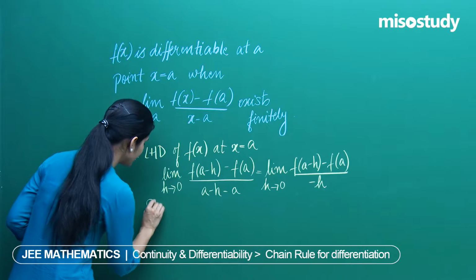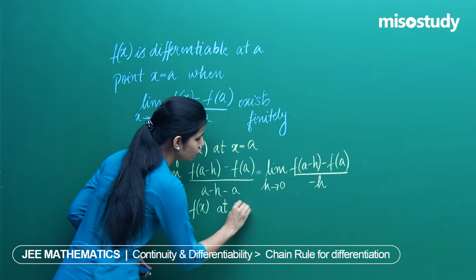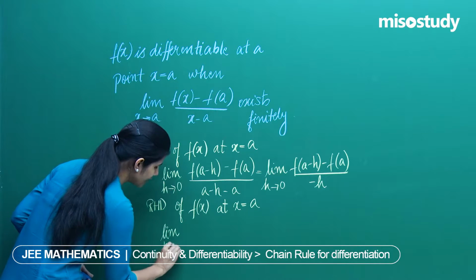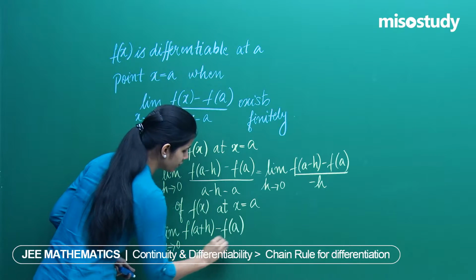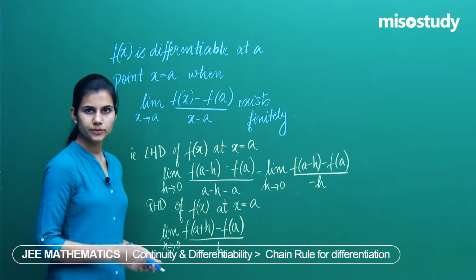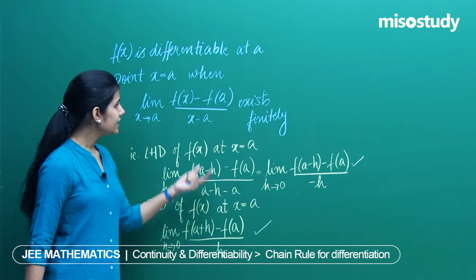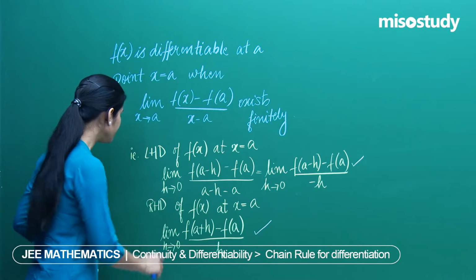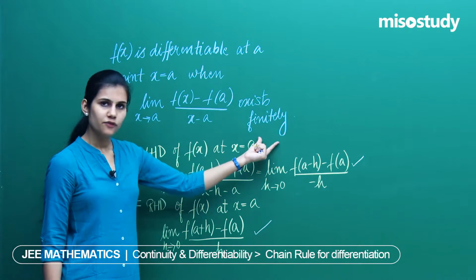And similarly we defined the right hand derivative of f at the domain point x equals a as what? Limit h tends to 0 (f(a plus h) minus f(a)) whole upon (a plus h minus a), which is just h. Fine. So having defined the left hand derivative of f at a and the right hand derivative of f at a, we said LHD of f at a should be equal to RHD of f at a, which is the meaning of this limit existing finitely.